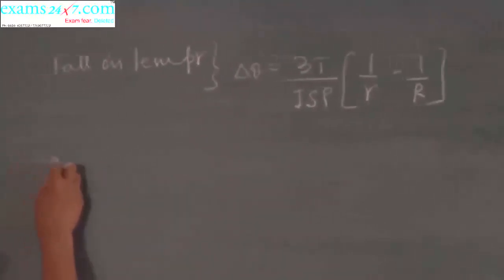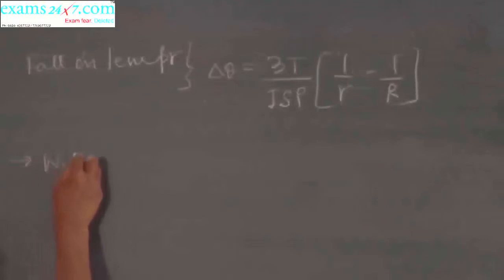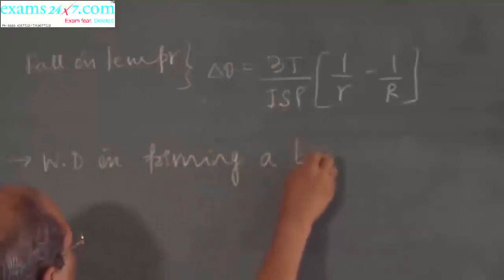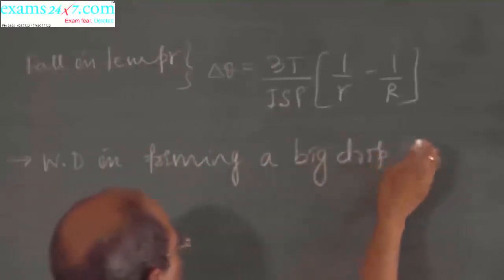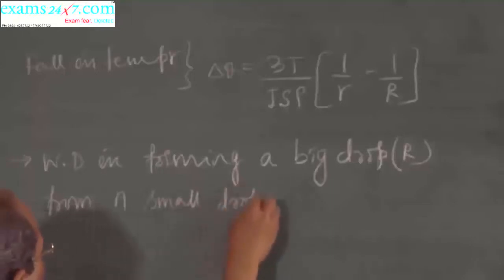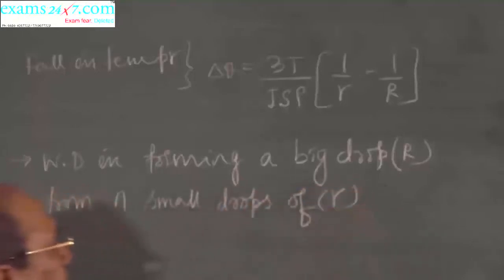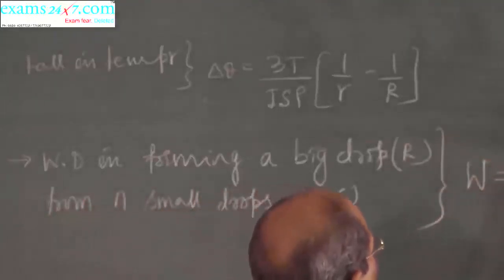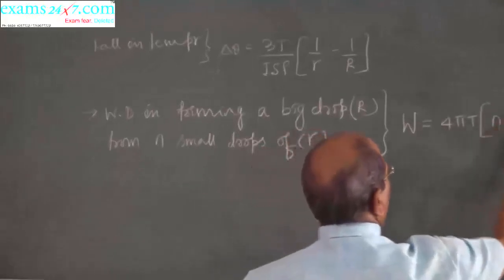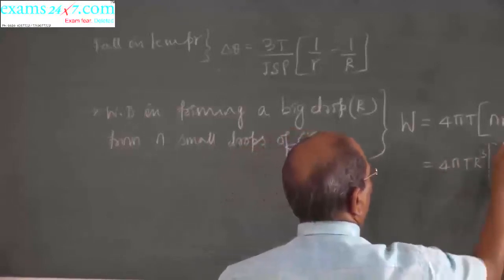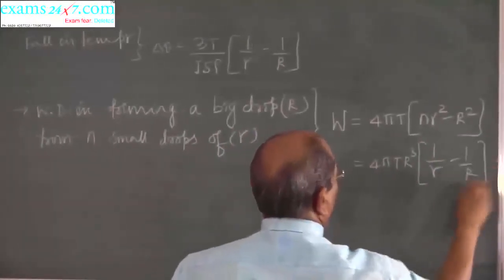At the same time, the second case: work done in forming a big drop of radius R from n small drops of radius r. This is equal to 4 pi T, no difference, same relation, n r square minus R square. It can also be written as 4 pi T R cube into 1 by r minus 1 by R.